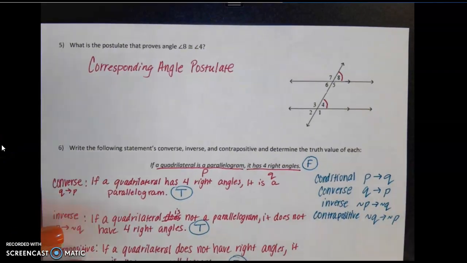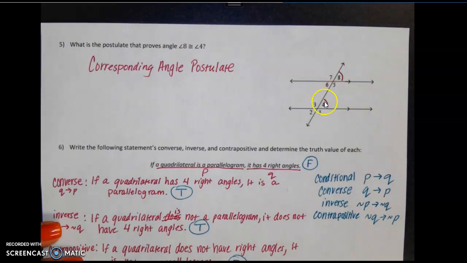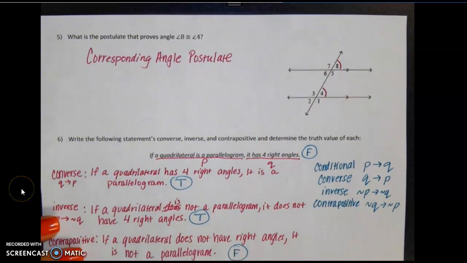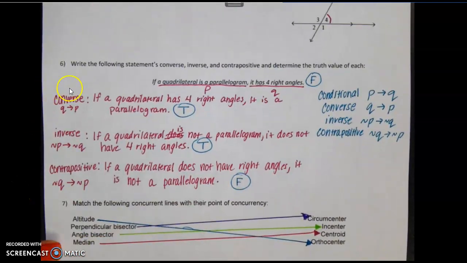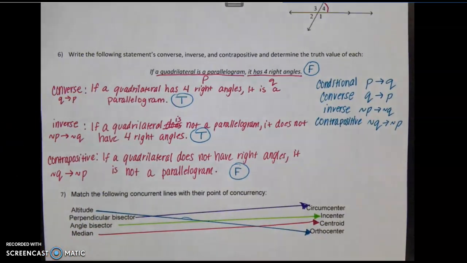Number 5, it says what's the postulate that proves that 8 and 4 are congruent to each other? Those are corresponding angles. Number 6, I'm going to leave this here, 6 and 7, so you can pause the video and remember what the converse, the inverse, and the contrapositive look like. So go ahead and pause the video if you need to.